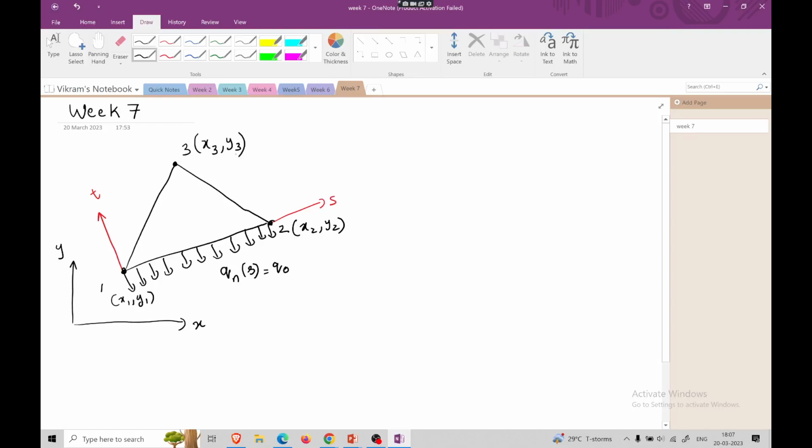From this coordinate system, to evaluate the boundary integral along the entire boundary 1, 2, 3, which is a triangular boundary, we need to evaluate the boundary term along the boundary. So let us try to recall the FEA equation.